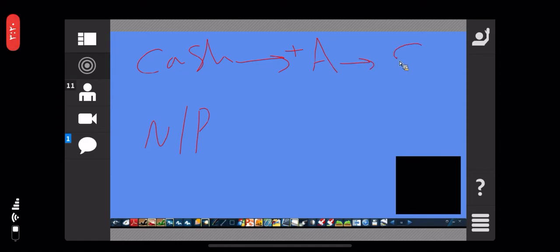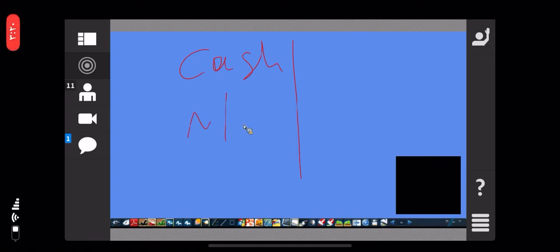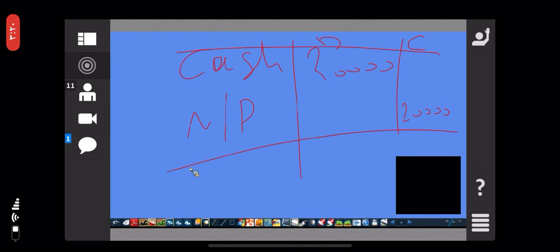So increase means it will be in the debit. And notes payable, increase or decrease? Increase. It is a liability, so you will put it as credit. So your journal will be cash, 20,000 as a debit, and the credit will be notes payable, 20,000 as credit.